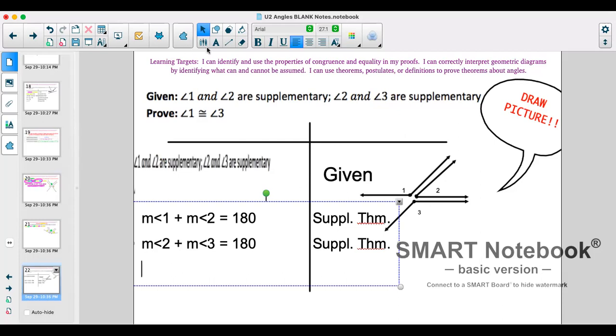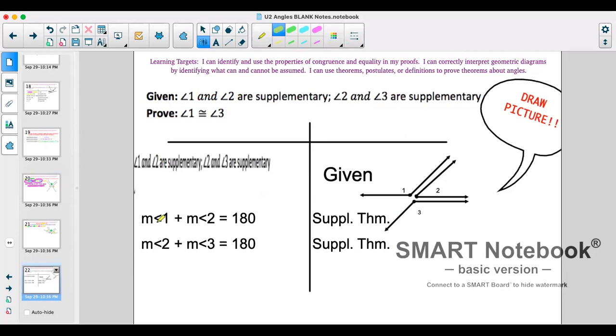So now let's take a look at what I have. I see the measure of angle 2 here and here. I also see the measure are 180 degrees and 180 degrees. I've got 2 out of the 3 things in these 2 statements that are the same. So very similarly to the transitive property, I can say that the measure of angle 1 equals the measure of angle 2, or the measure of angle 3.